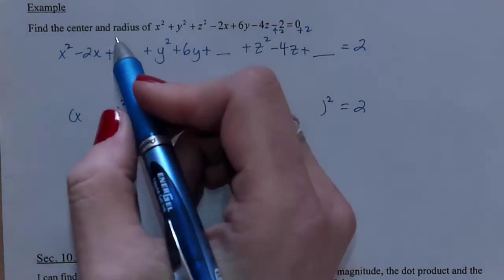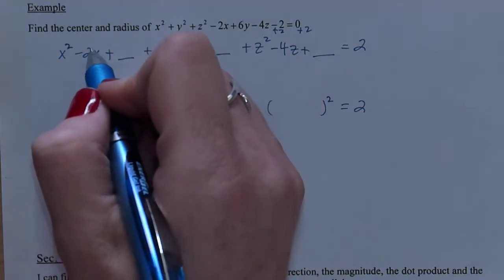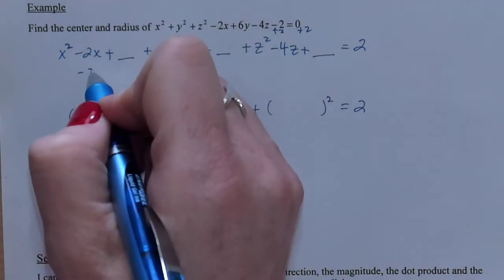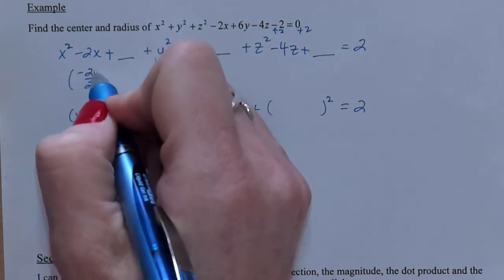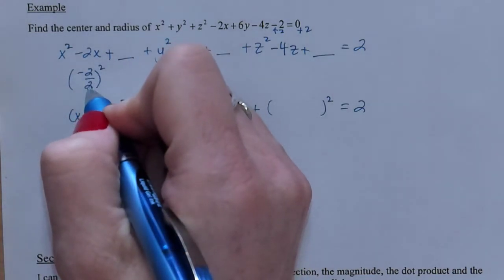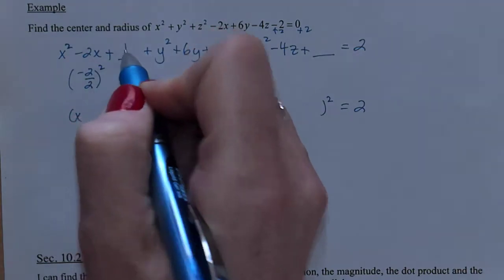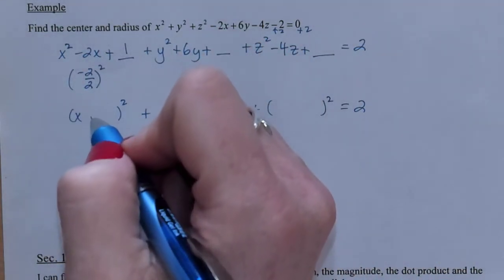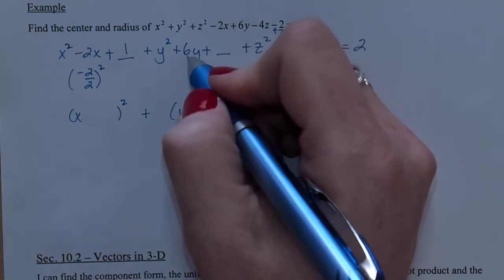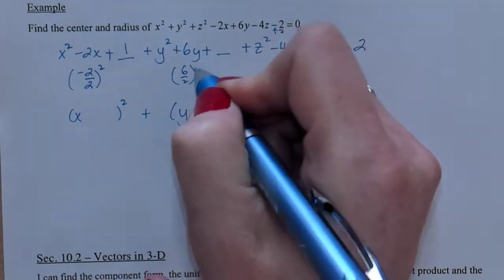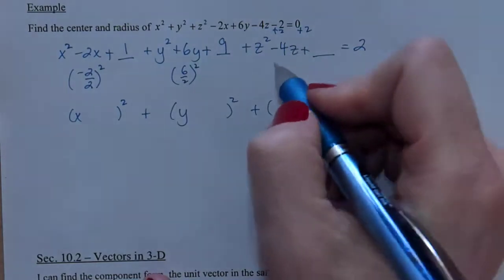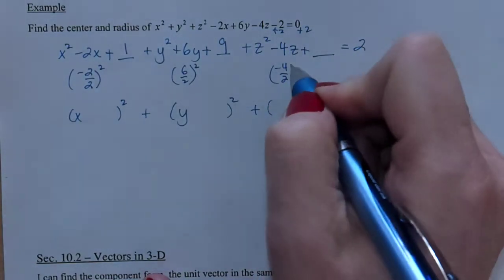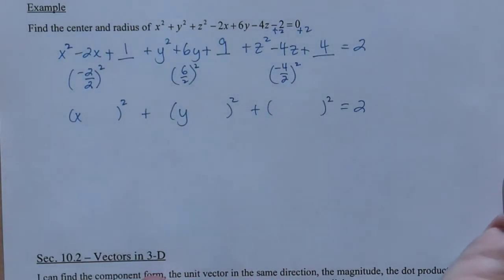So doing a completing the square problem, you take the b value, you divide it by 2, and you square it. So -2 divided by 2 is -1. You square it, that's a 1. That will provide me with a perfect square so that when I factor it, I get 2 of the same thing. Taking 6 divided by 2 and square it gives me 9. Taking -4 divided by 2 and square it gives me 4.